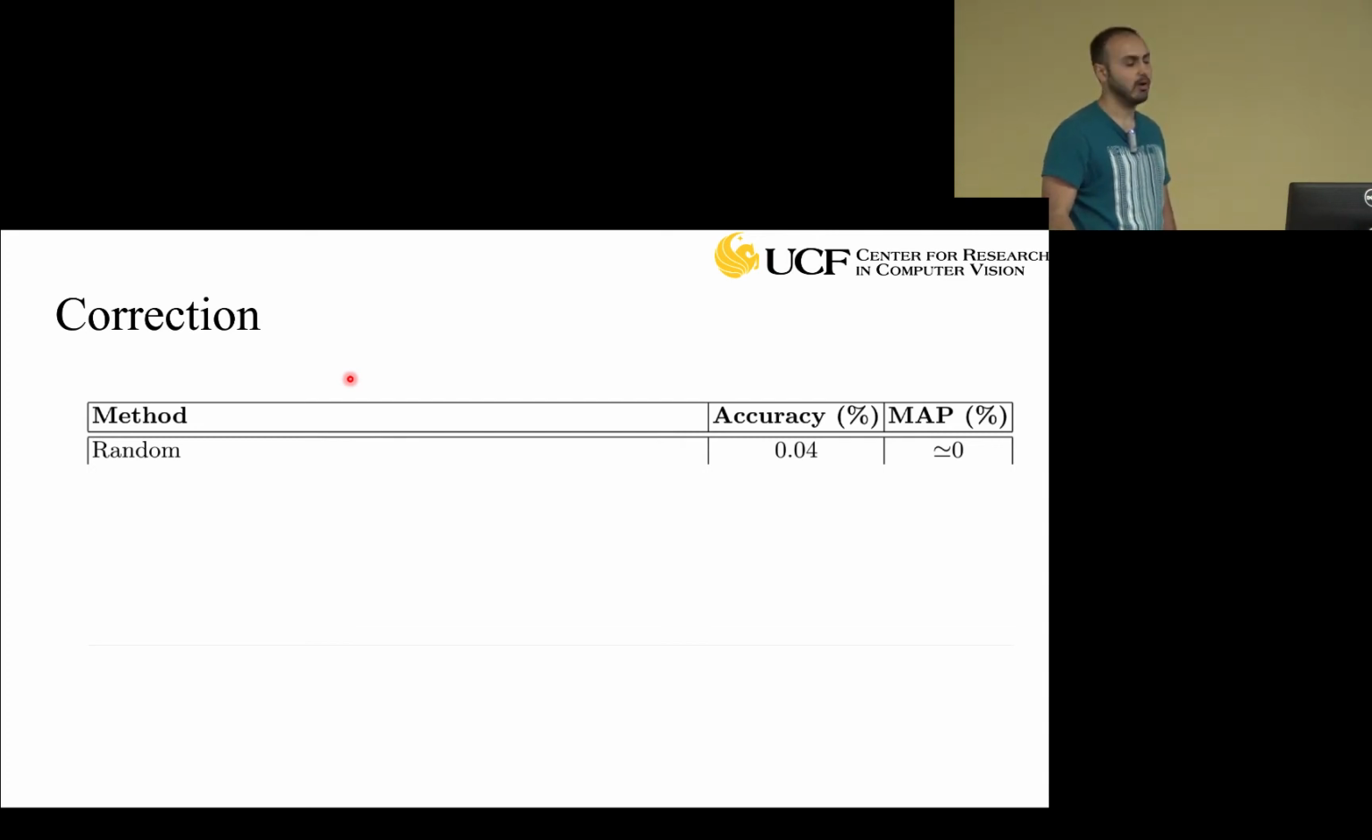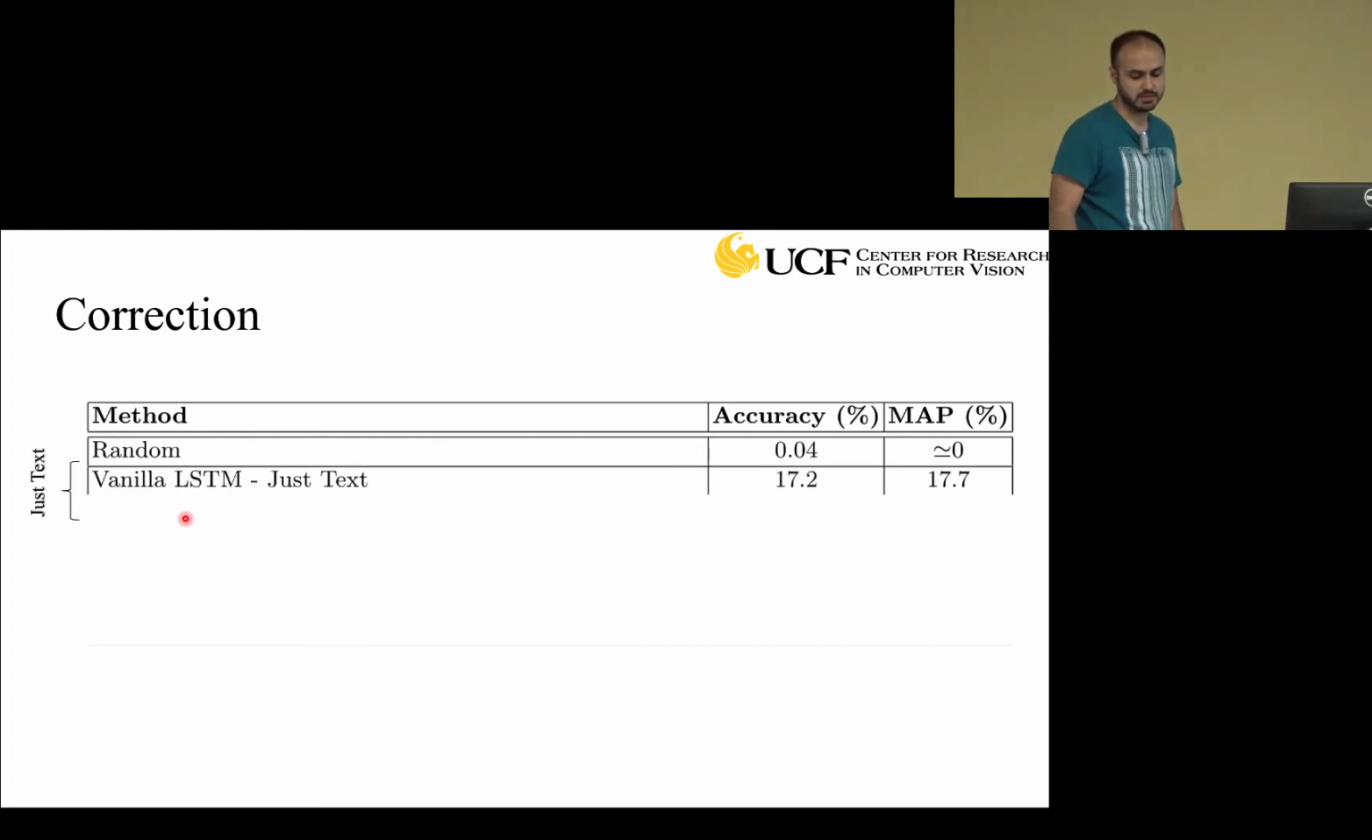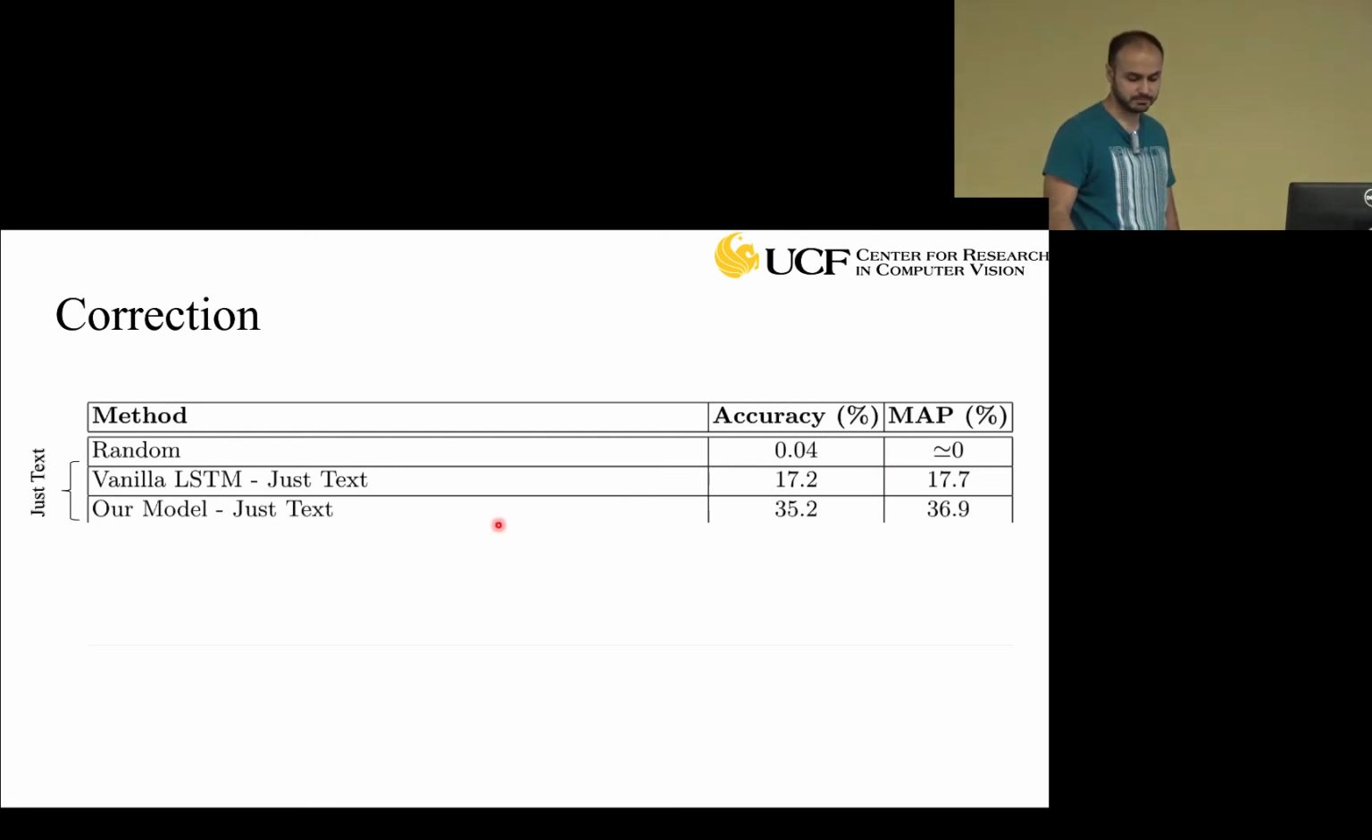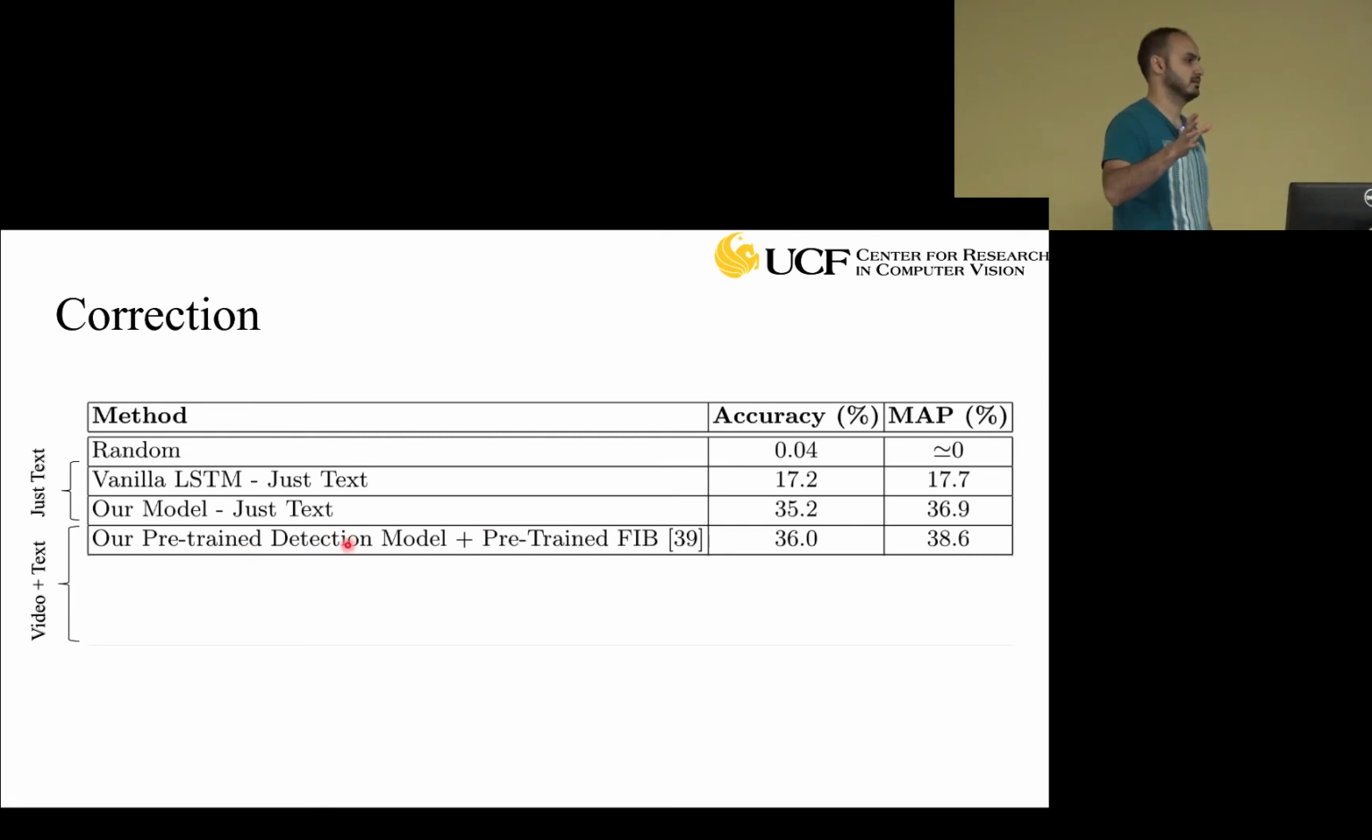As we can see, the accuracy is almost 0 for the random chance, because the dictionary is big, so there is a very low chance that you detect correctly and randomly select the correct word to replace that word. For the just textual experiments, the vanilla LSTM gets 17.2%, and our textual method gets 35.2%. For the visual and textual experiments, if we pre-train our detection model and use a fill-in-the-blank model, pre-trained again, which uses the visual features, everything, we get 36%.